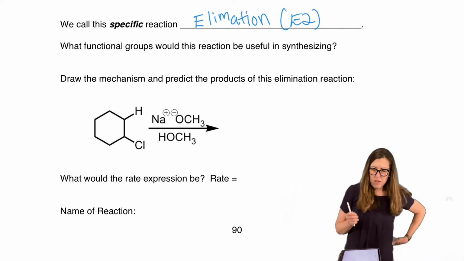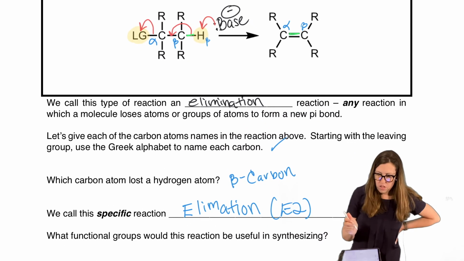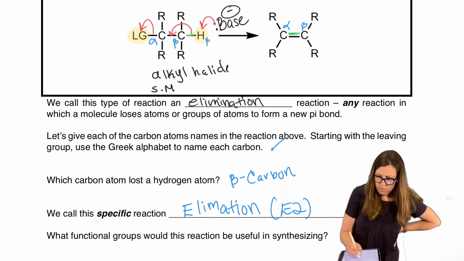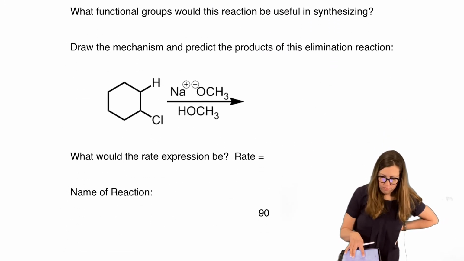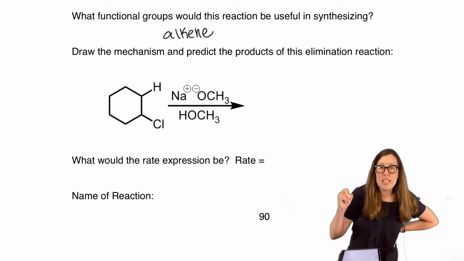Okay, so what can we think about functional groups that would be useful for this? So look at what we make. So we start with an alkyl halide, right? So our starting material is an alkyl halide. Our product is an alkene. So in other words, we make pi bonds. So there are just about any alkene. When we want to make an alkene, we see an alkene as the product. We're going to be thinking elimination now.